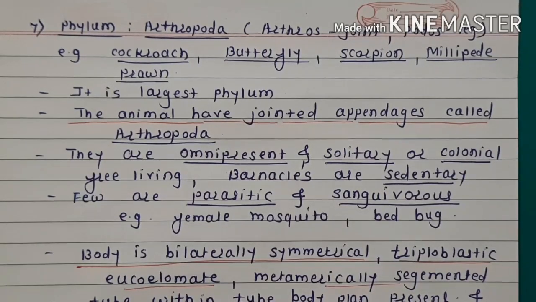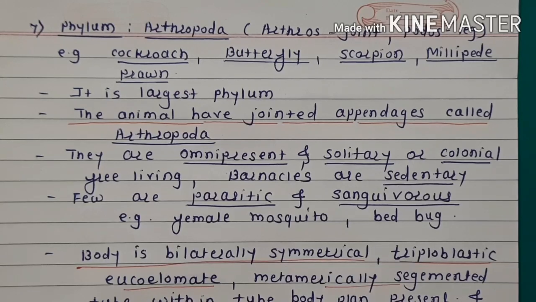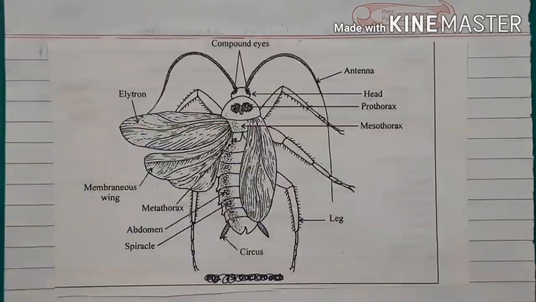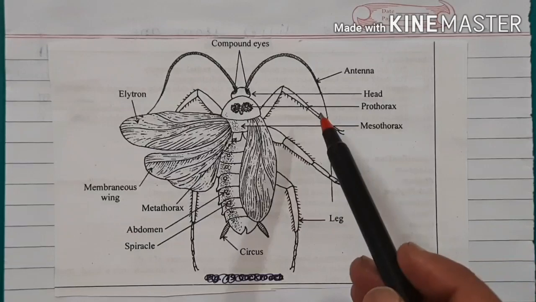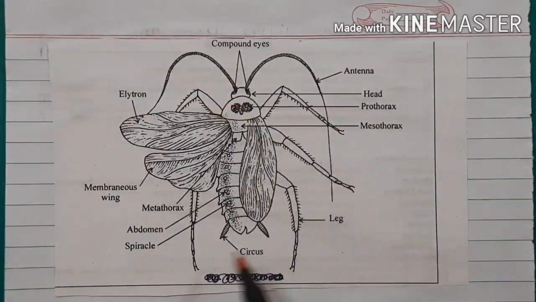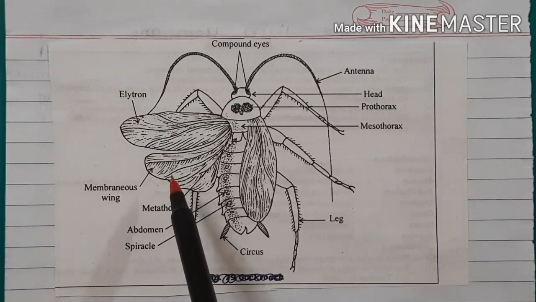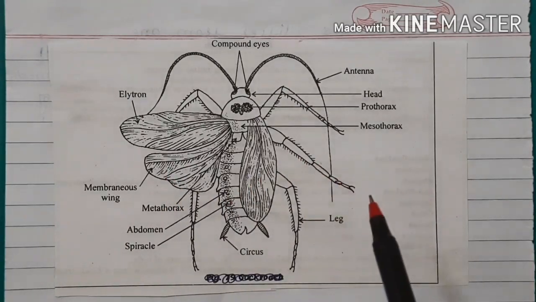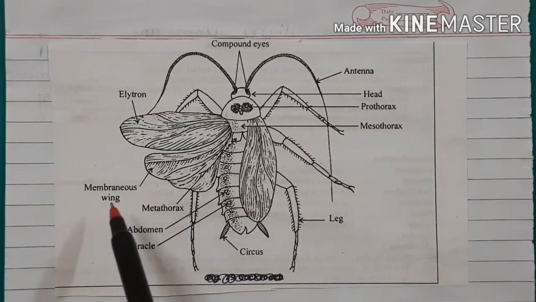Seventh, Phylum Arthropoda. Arthros means joint and podos means leg. Example, cockroach, butterfly, scorpion, millipede, prawn, etc. It is the largest phylum. The animals have jointed appendages. Observe the figure of cockroach. See, the cockroach consists of jointed legs and wings. Legs are useful for walking and wings are useful for flying.